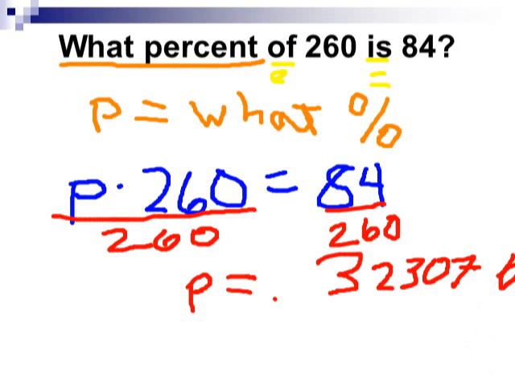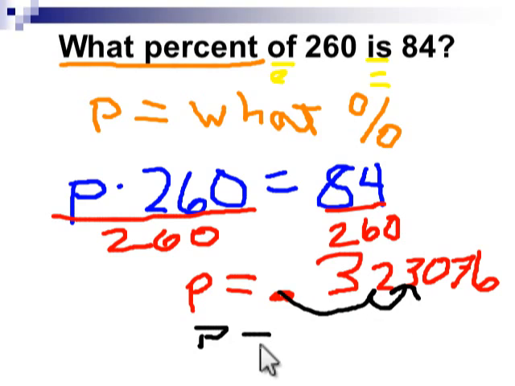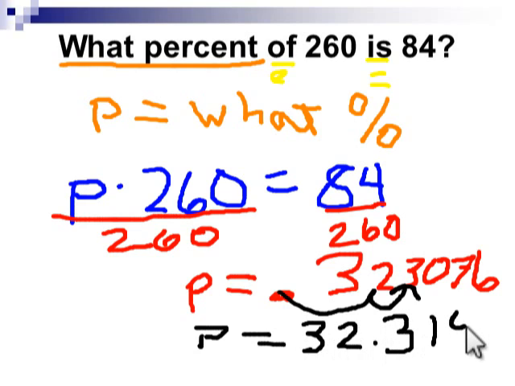Okay, so now it says that we're supposed to have a percent, but that doesn't look like a percent to me. So now we have to do one more step in this problem and change this into a percent, because P is supposed to be a percent. If we're going to change it into a percent, we have to move the decimal point 2 places to the right. And so P equals approximately 32.31%, if I round to the nearest hundredth.